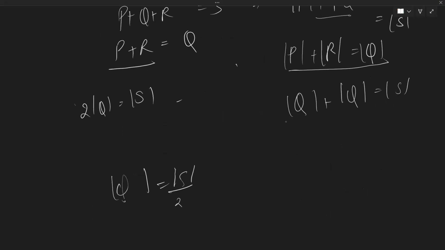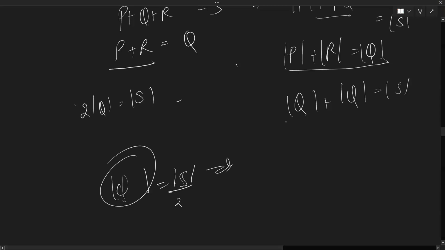Now, what if N is odd? If N is odd, that is, the length of S is odd, then the answer doesn't exist. Because in that case the length of Q would have to be a decimal, like 3.5. You cannot have 3.5 or 4.5 as the length.